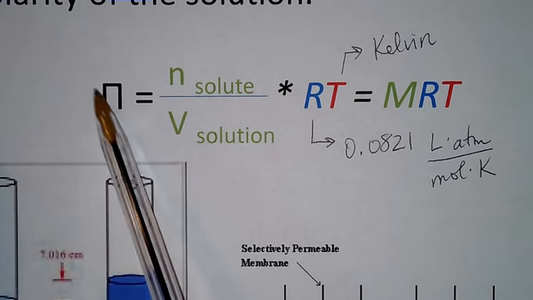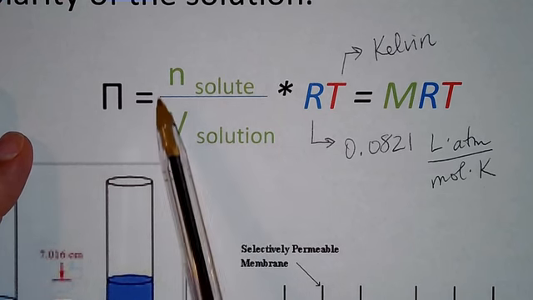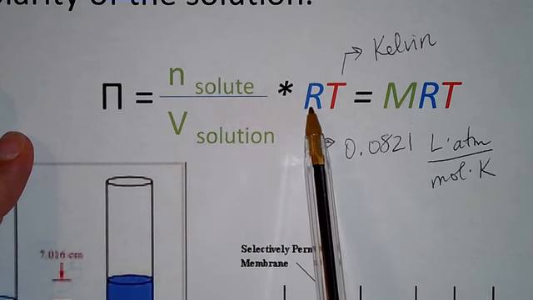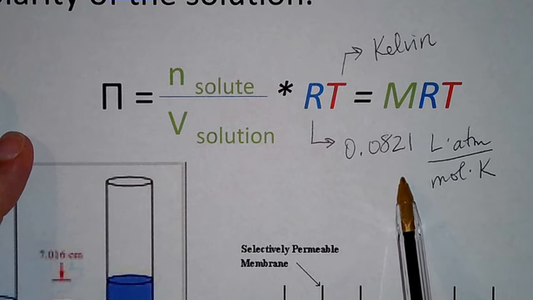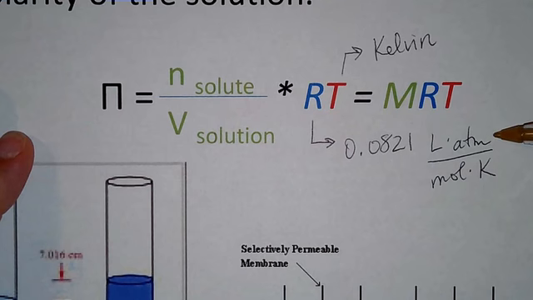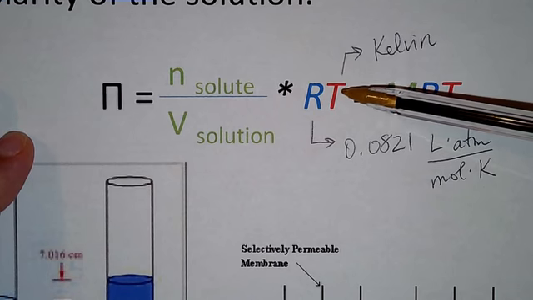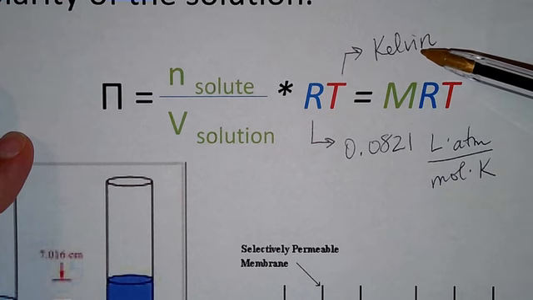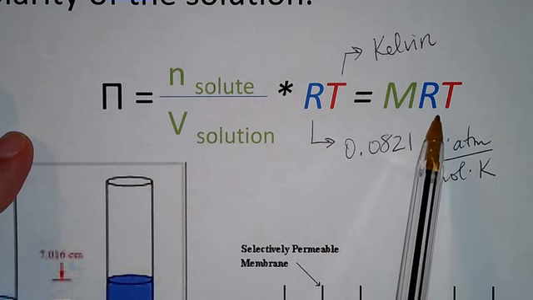Capital Pi here is osmotic pressure, which is equal to our moles of solute per liter of solution, so this is molarity, times our R value, our gas constant, which is 0.0821 liter atmospheres per mole Kelvin. Okay, since we're looking at changes in liters and pressure, we're going to use this value of R. Multiplied by our temperature, which must be in Kelvin. Because of the units of R, we have to use Kelvin for them to cancel out. So osmotic pressure is equal to molarity times R times T.